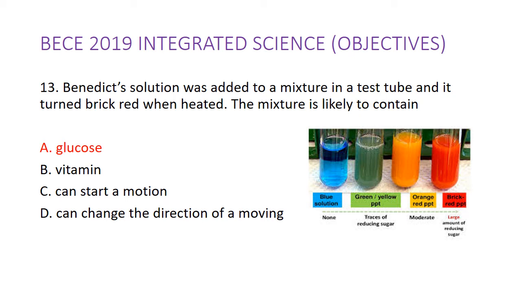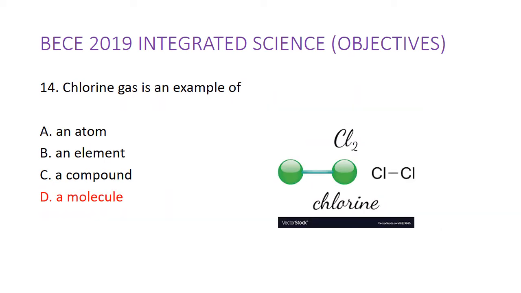So normally we use the brick red precipitate to show the presence of glucose in a substance. For example, if you take your urine and introduce Benedict's solution to it, and it turns brick red, it obviously means there's a lot of glucose in your urine. But if it still retains its blue color, it means that there is no glucose in your urine.